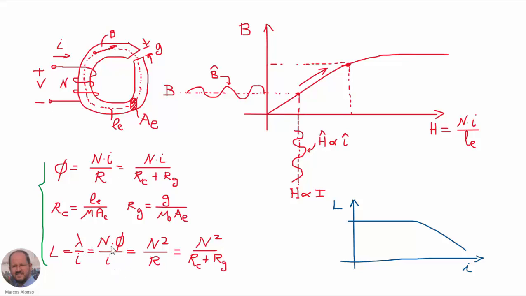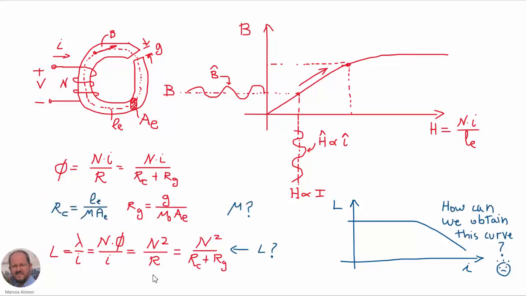The flux linkage is the number of turns times the flux divided by the current. So finally we can get this expression here, the number of turns squared divided by the reluctance. Now the questions that arise here are the following. Here we have a reluctance which is equal to the length of the core divided by the permeability times the area. But what is the value that we have to use here for the permeability of the material?